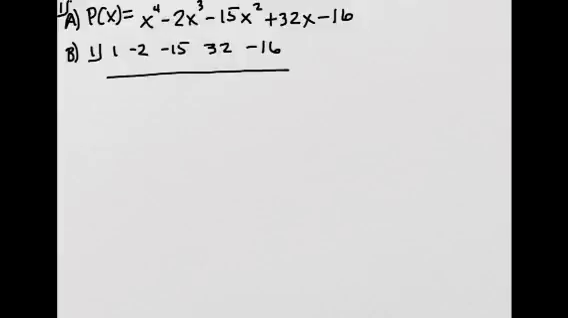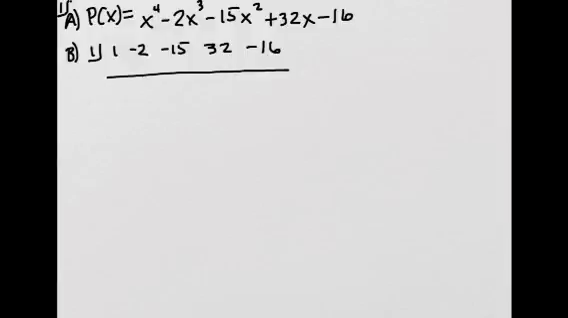Okay, so number 1 for part A, it asks you to write it in standard form, and I already did that. So basically what that means is starting with the highest degree term, starting with that one, and then go all the way down to the constant.